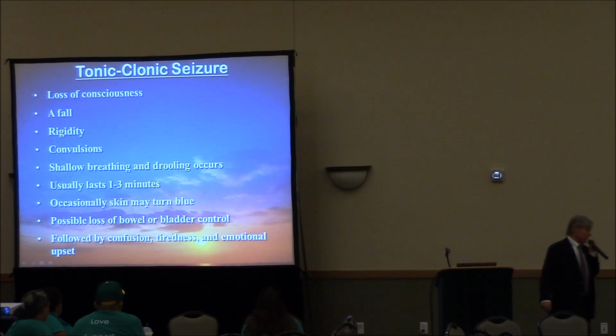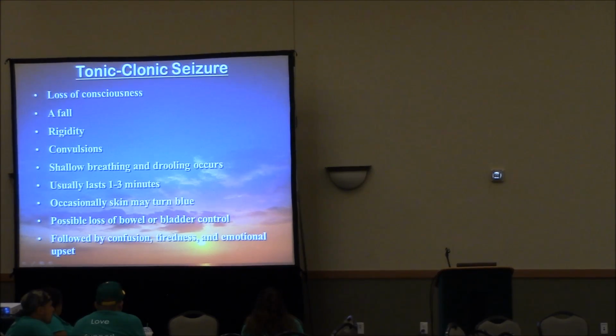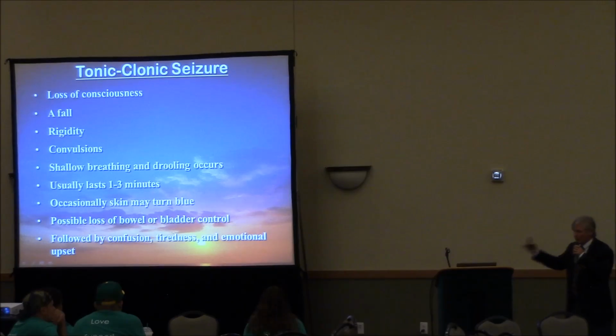Okay, now we're going to begin to talk about different types of seizures. And the first type of seizure we're going to talk about is known as the tonic-clonic or grand mal seizure. Basically, when a person has a tonic-clonic or a grand mal seizure, the first thing that happens is there's a loss of consciousness. So if the individual is standing, they're going to fall. If they're sitting in a chair, they're usually going to slump to one side or the other.